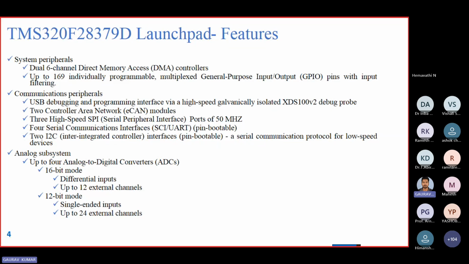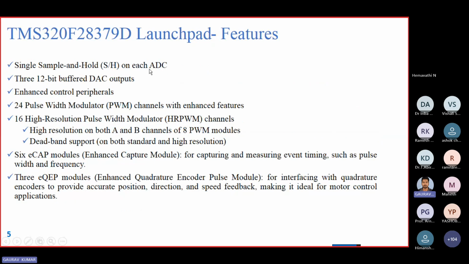Moving to the next slide, we can see that in each ADC module we have a sample and hold circuit. The sample and hold circuit is essential because it samples the sensed data and also holds it for some time to convert it properly into a digital value. And the last is the DAC output, digital to analog converter output. We have three 12-bit buffered DAC outputs, that is, three channels from which we can take the output, and it is 12-bit.